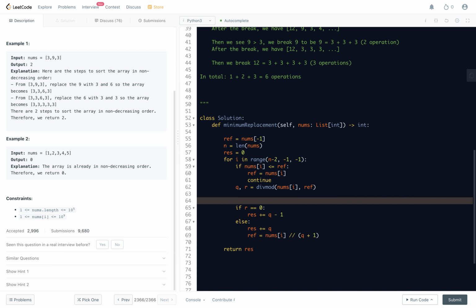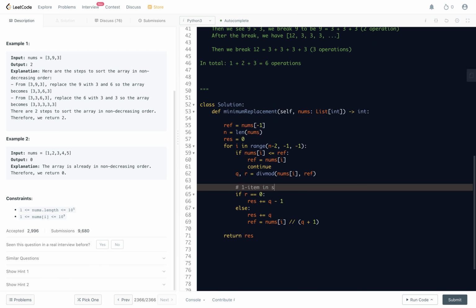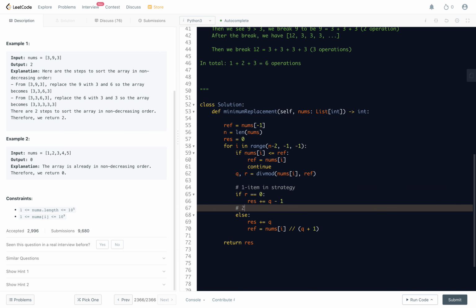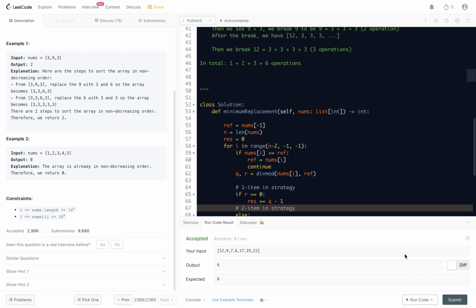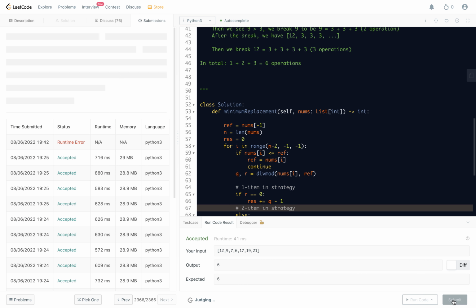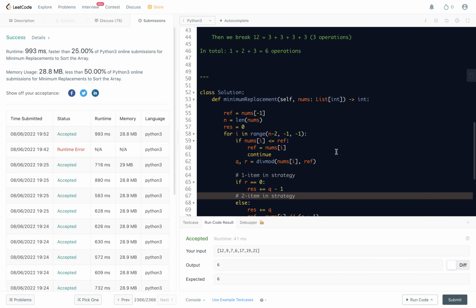Now let me make some remarks. This corresponds to the first item in the strategy, and this one, a second item in the strategy, right? So with that said, let's do a special case check. Yeah, it passes the first example, the example we cooked up. So this is actually also a test case for this problem. So next we do the generic case check. So yeah, it passes all the cases.